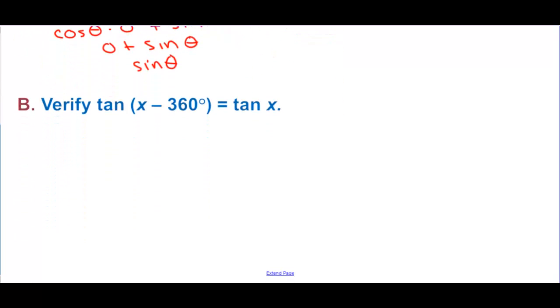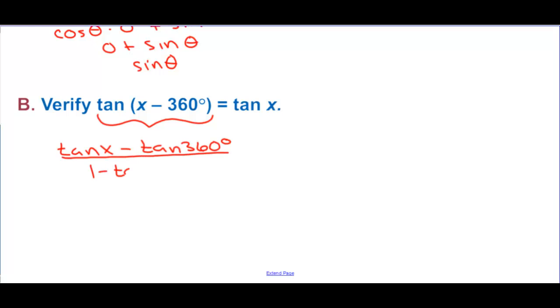Verify tangent of x minus 360 degrees is equal to tangent of x. This is also the angle addition property, and we have the tangent of x minus the tangent of 360 degrees divided by 1 minus tangent of x, tangent of 360 degrees. We have a variable here with tangent, but we do know the tangent of 360 degrees. That's the same as the tangent of 0.